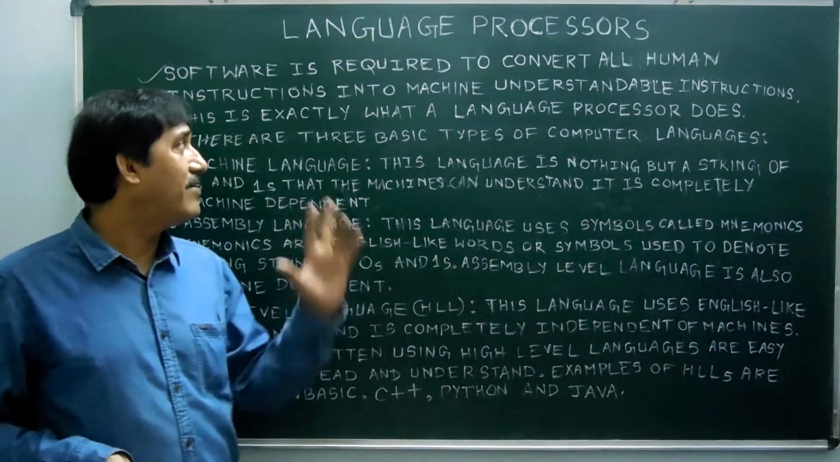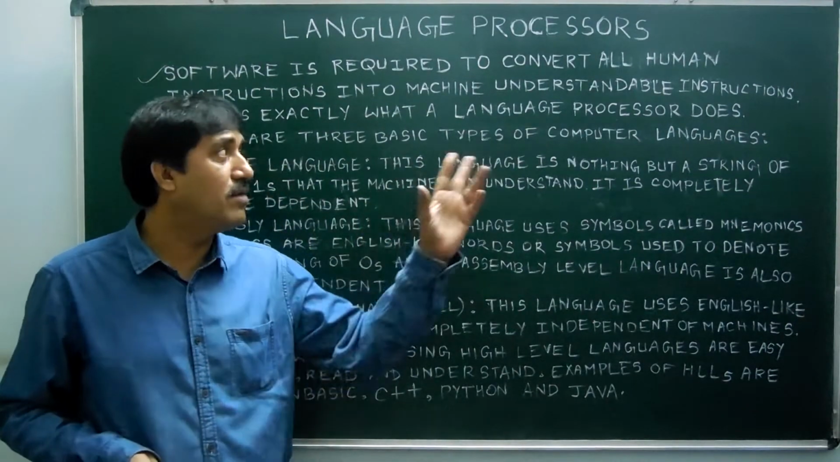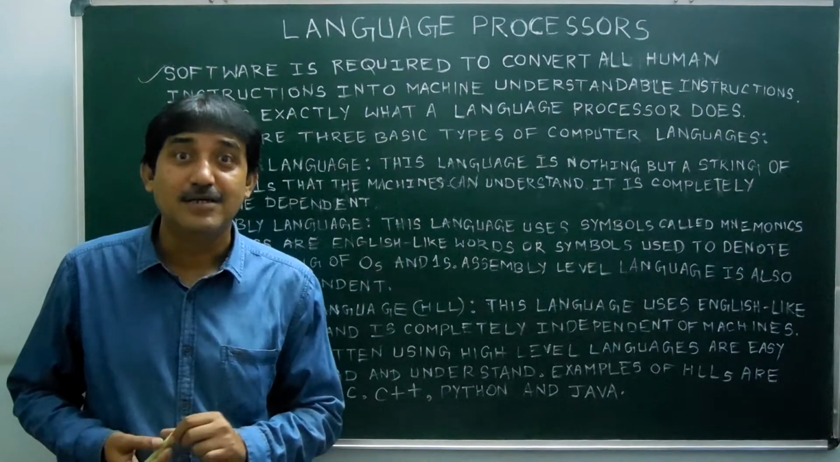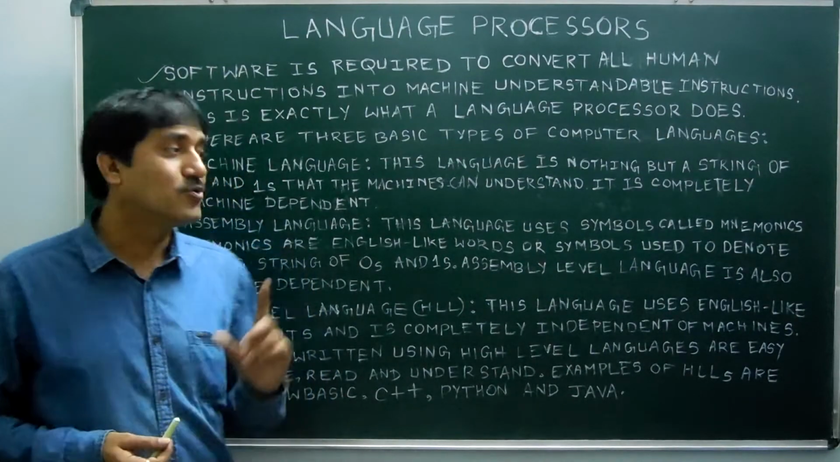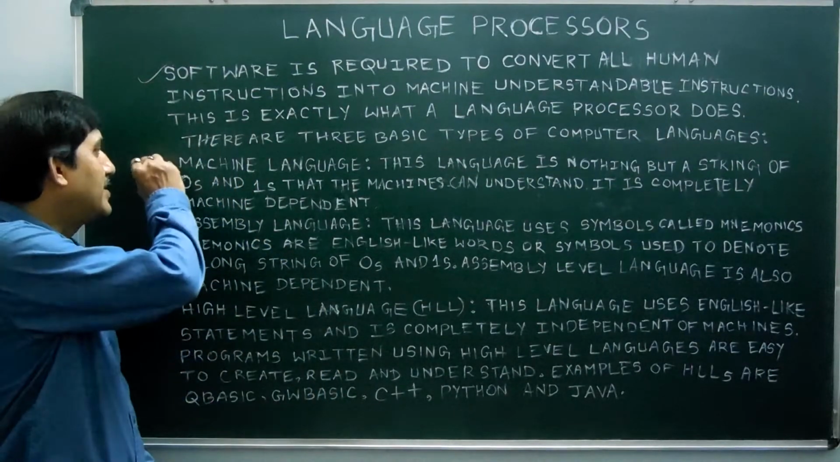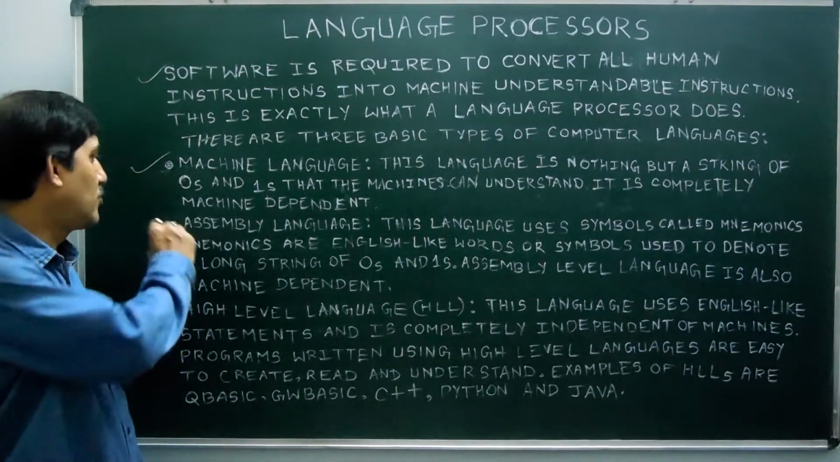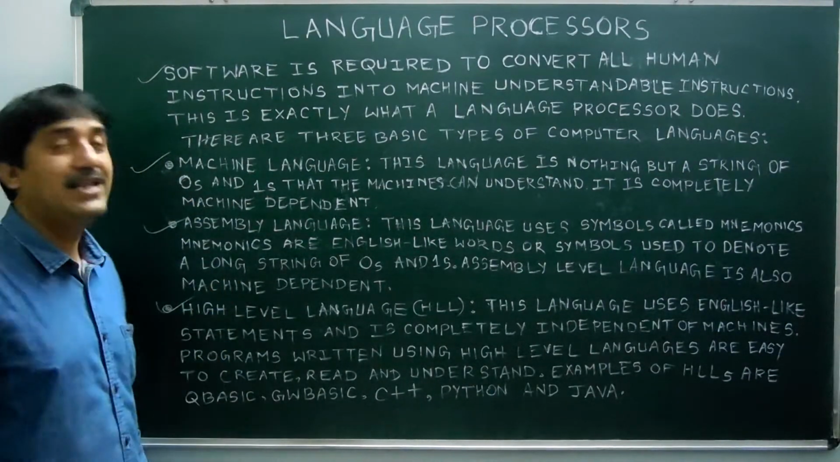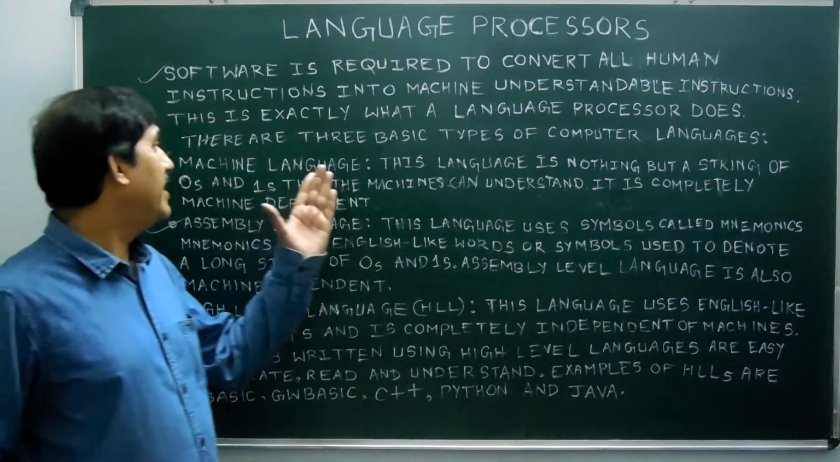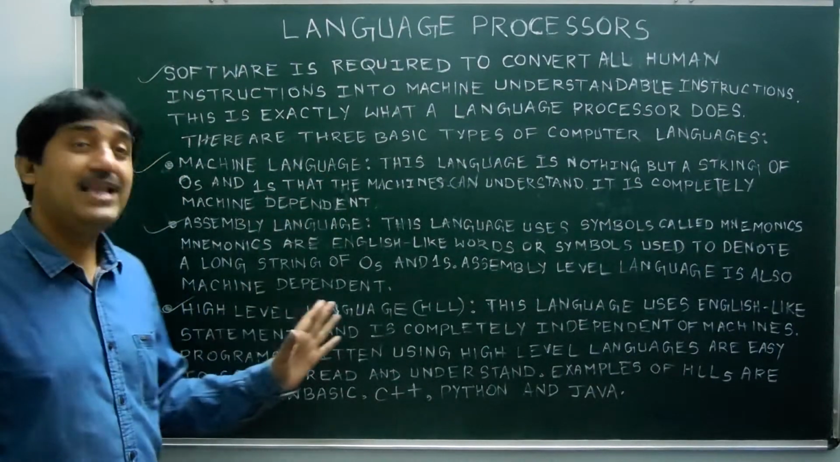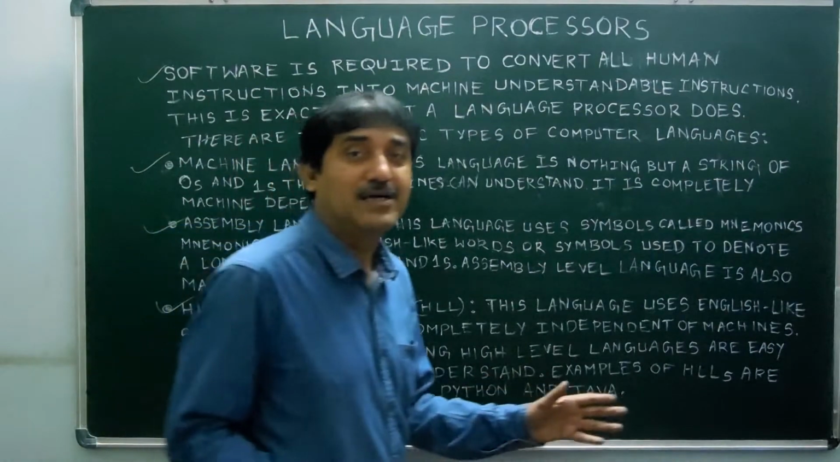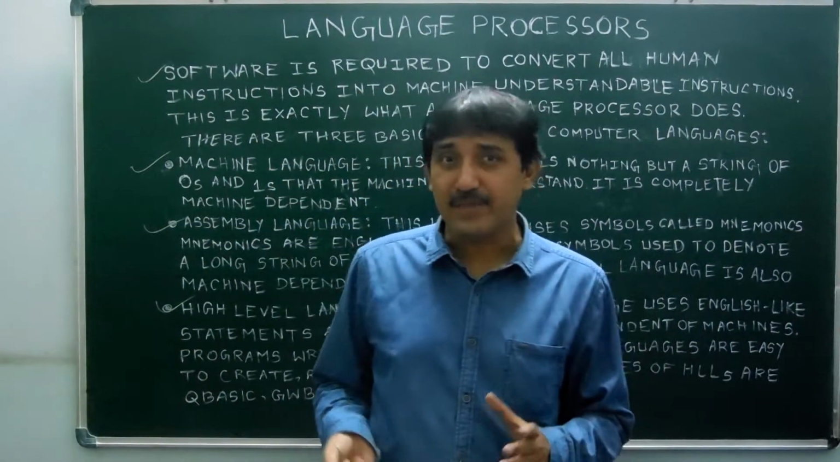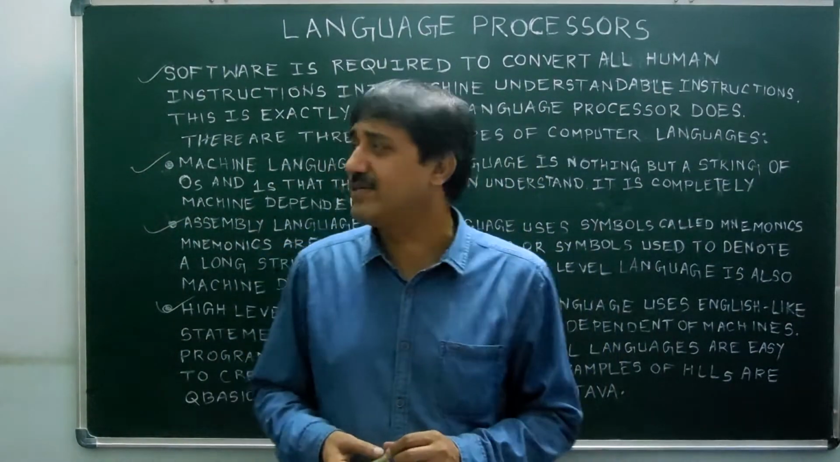There are three basic types of computer languages. Number one is machine language, number two is assembly language, and number three is high-level language. I have talked about high-level languages like Java, C++, and Python.